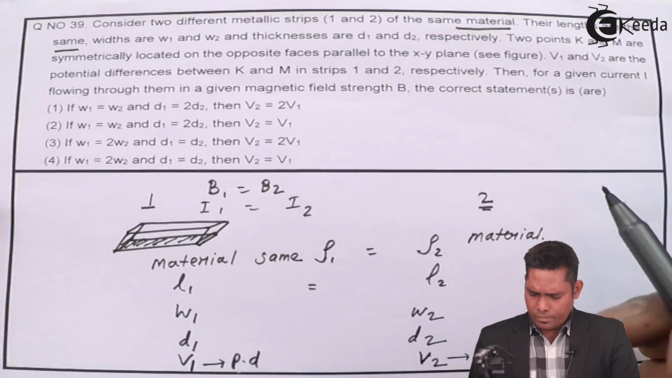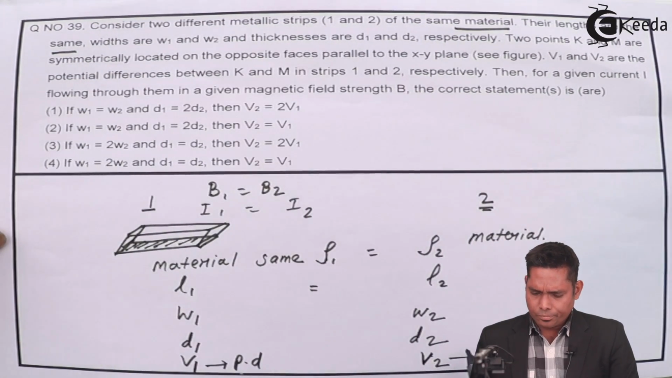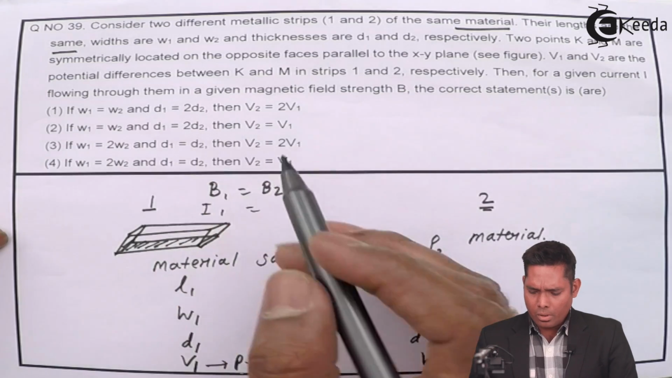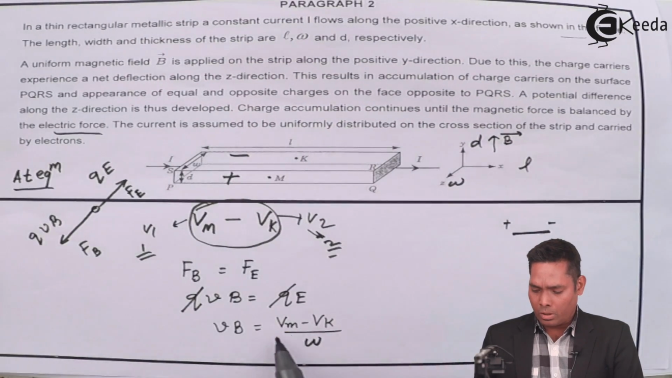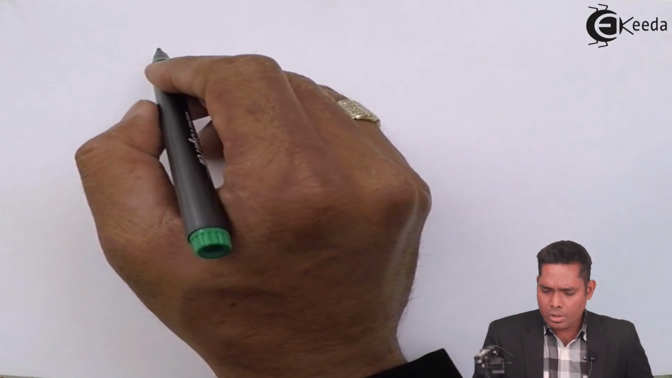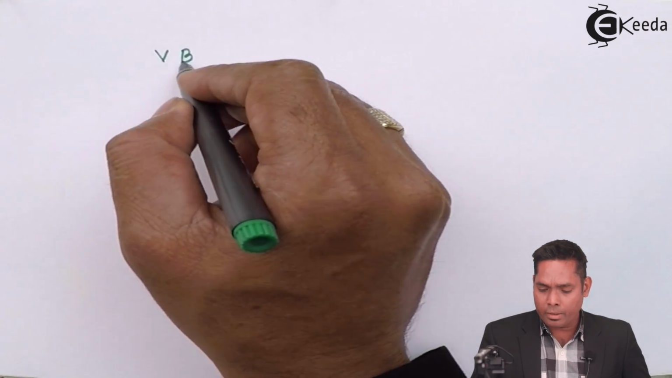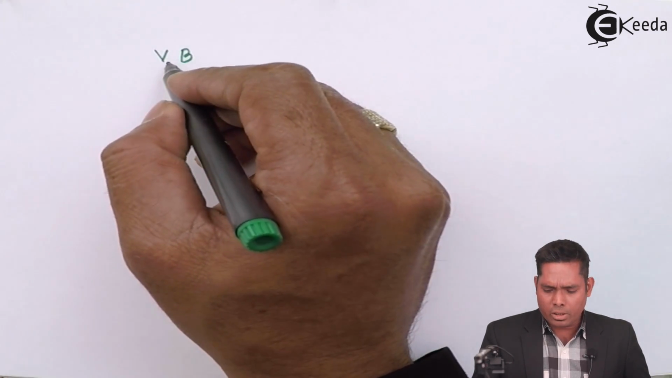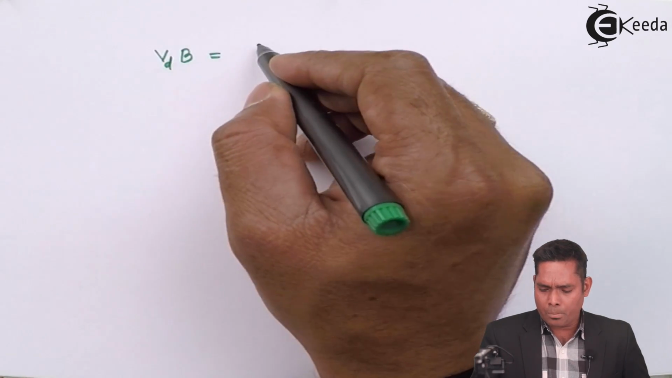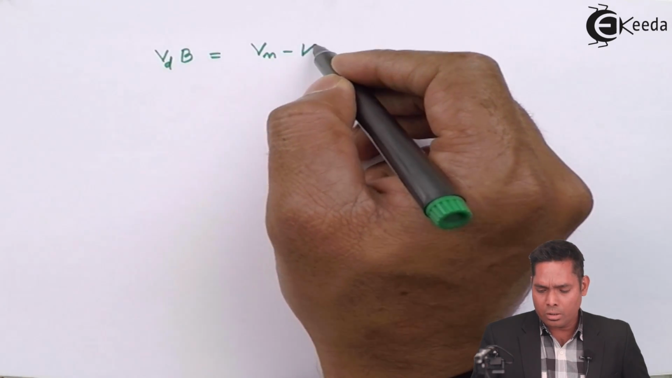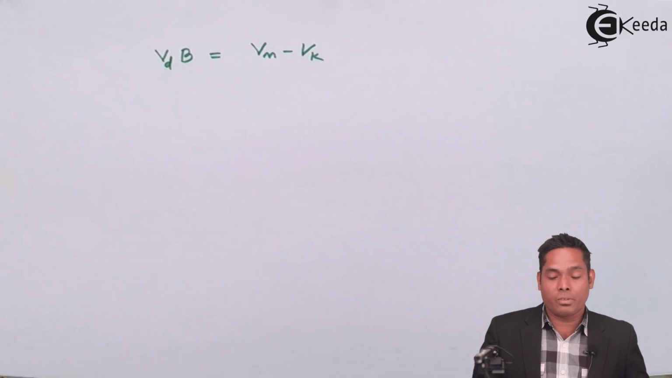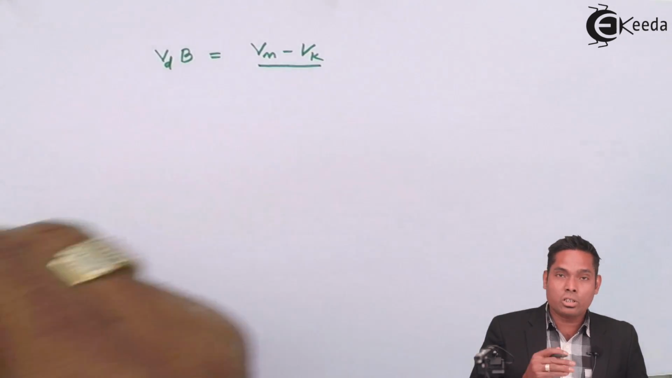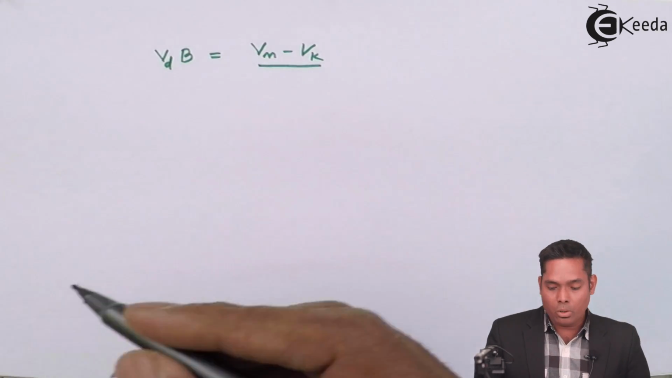We'll check all the options, but before that we'll derive the expression. The expression that we got is vB, where v is the drift velocity, equals the potential difference across the two sides, that is Vm minus Vk, divided by the distance between those two sides, that is called W in the question.